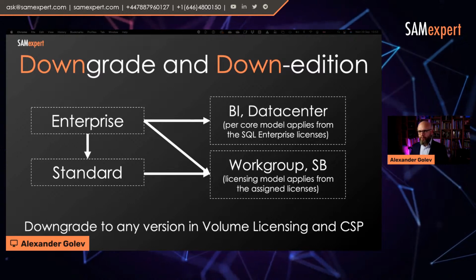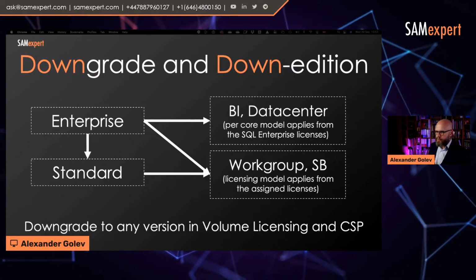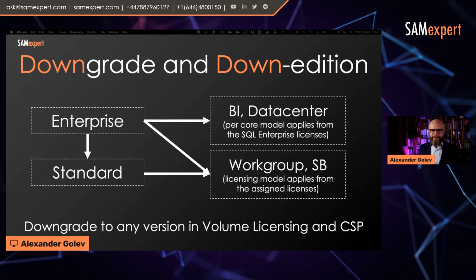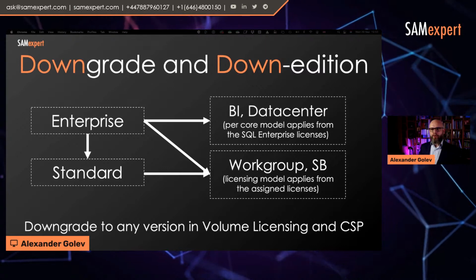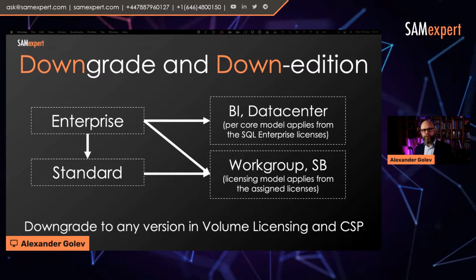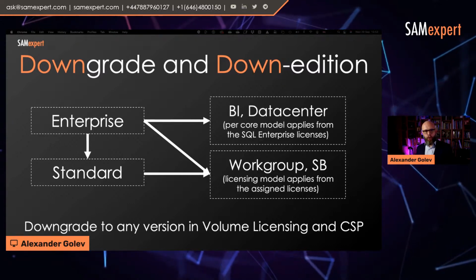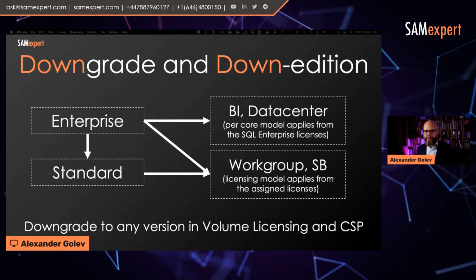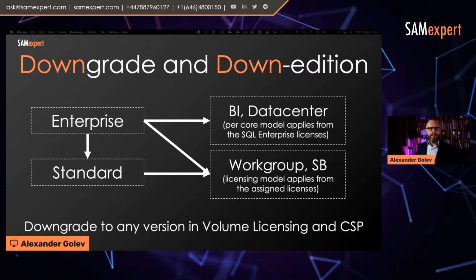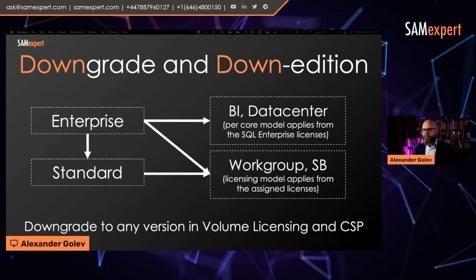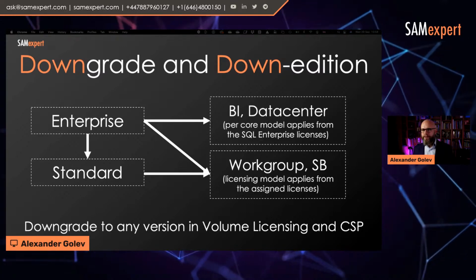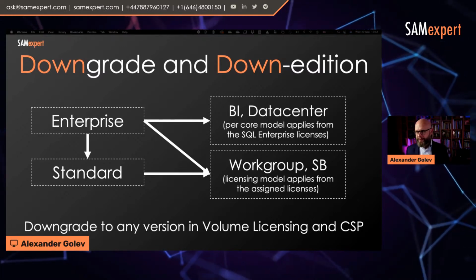Interestingly enough, this is an interesting one. If you downgrade, if you run SQL Server BI under a SQL Server Enterprise Core license, all the rules of SQL Server Enterprise Core apply to that BI instance, how it's licensed. Because rights and rules are always inherited from the license you assigned, not the version or edition you're running. So it's a bit tricky. I hope you understand it.